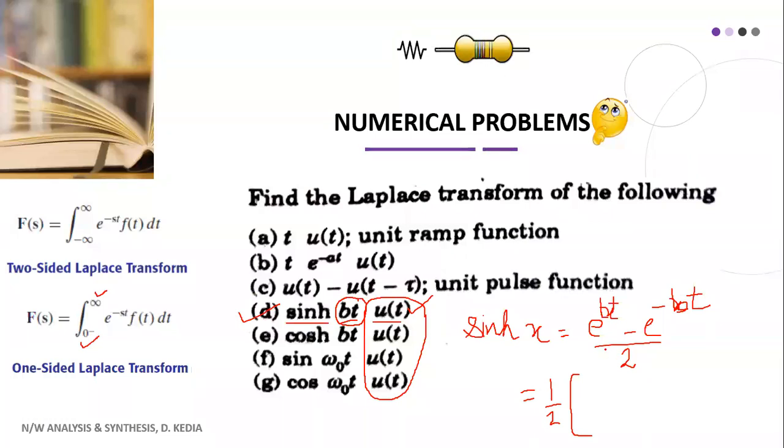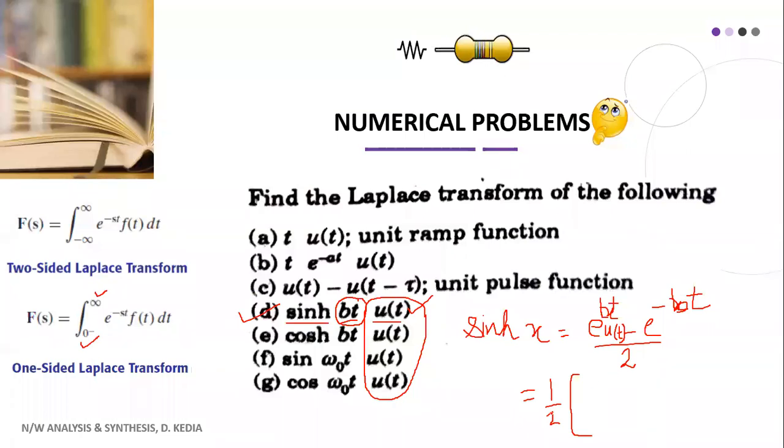What will be the first term? e raised to power bt multiplied with ut, this one. So the Laplace transform of ut, you know, is 1 by s, and now you need to find out the Laplace transform of e raised to power bt ut. So again, you need to apply the frequency shifting property. What will be the result here?